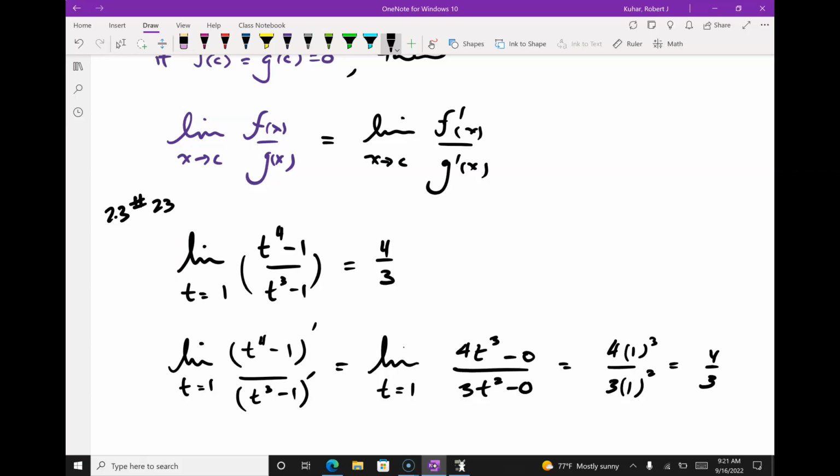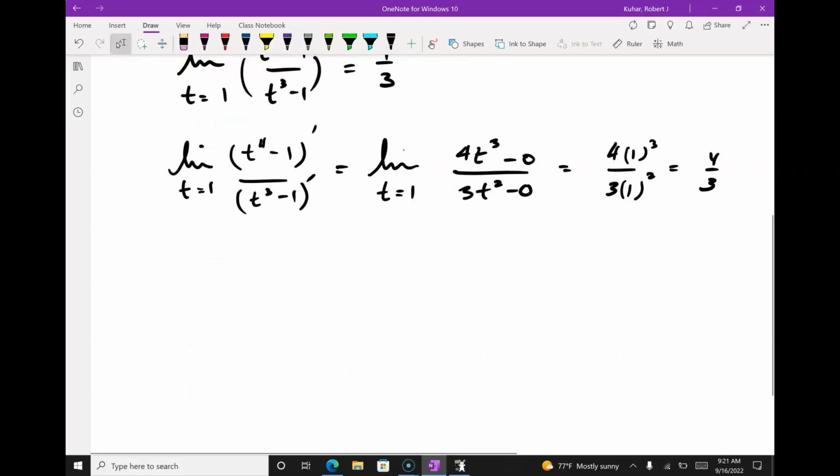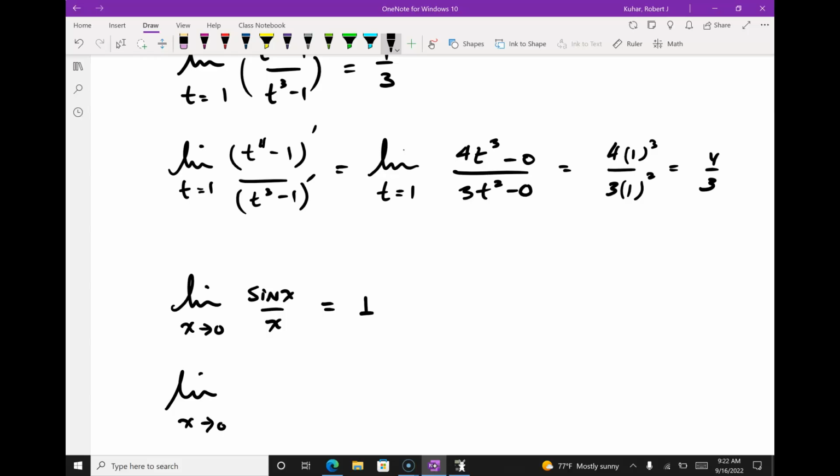Anybody remember this one? The limit as x goes to 0 of sine of x over x. Does anybody remember that answer we had? 1. It was 1. But when I plug in, I get 0 over 0, right? So I'm going to show you another way.